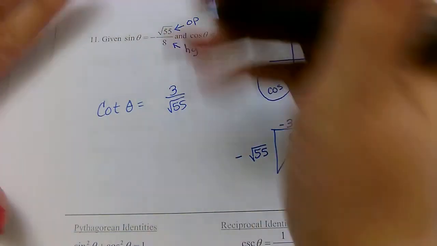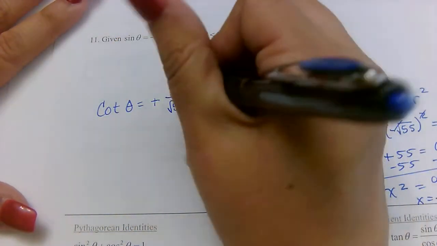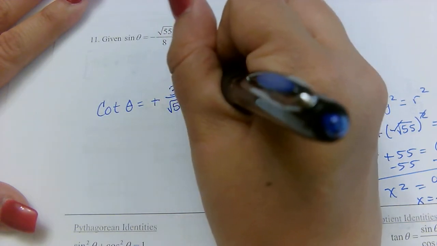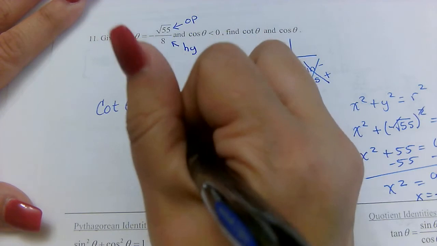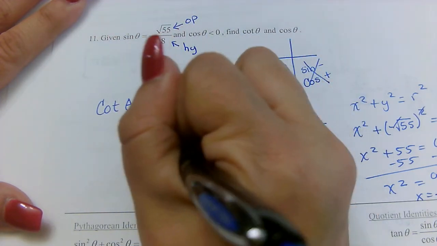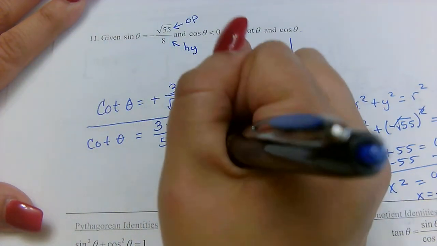I'm going to go ahead and change that to a plus. Okay, and then again, you don't want to keep the square root of 55 there, so we're going to multiply to rationalize. So 3 square root of 55 over 55. That is cotangent of theta.